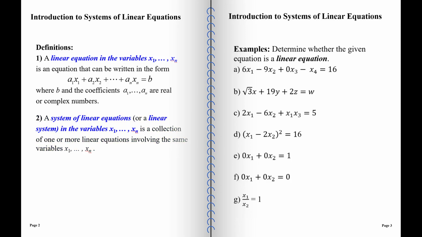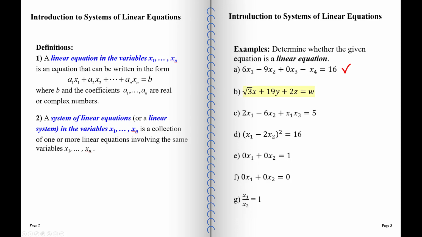So let's look at initial examples of just equations. We have A through G examples, and is the first equation a linear equation in x1 through x4? And the answer is yes. We can see it satisfies our definition. A1 is 6, A2 is -9, A3 is 0, and A4 is -4, and the B would be 16.